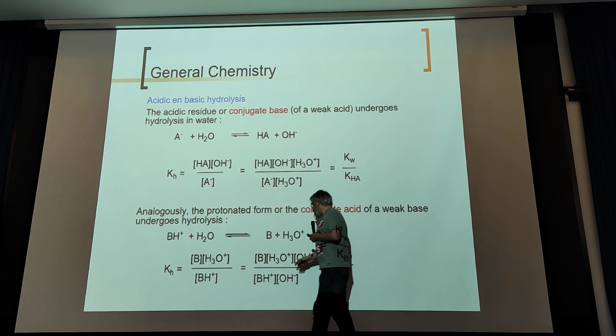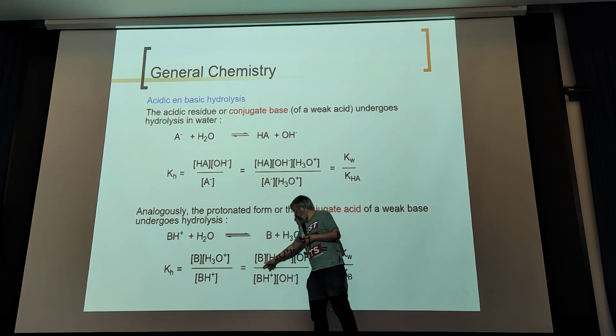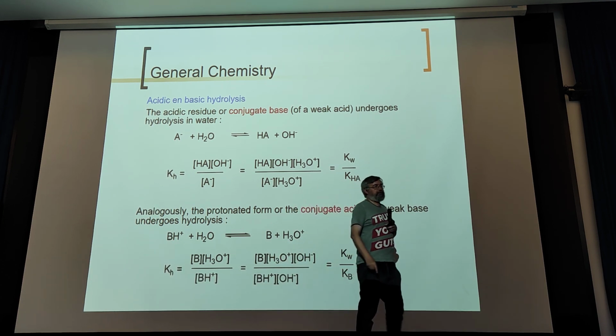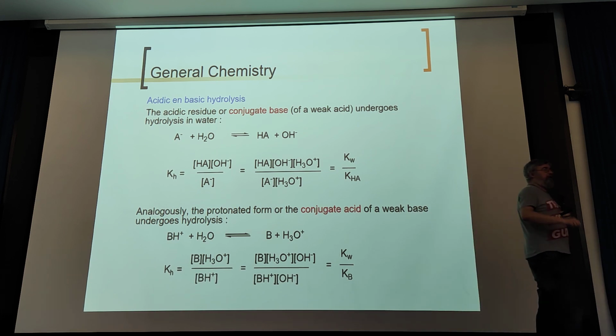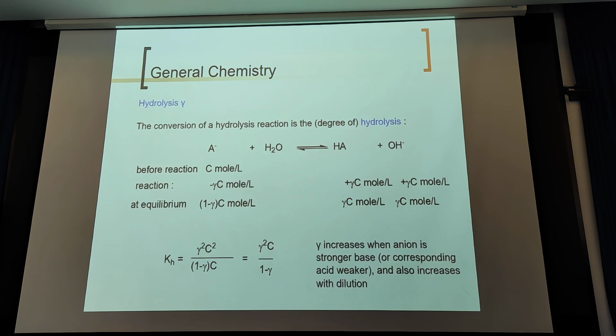We multiply now with OH minus. This is Kw, and the combination of these three terms is the reciprocal base constant, the base ionization. So again, Kw divided in this case by Kb, the base ionization constant. Okay, so these are reactions related to acid-base equilibrium. So, hydrolysis.